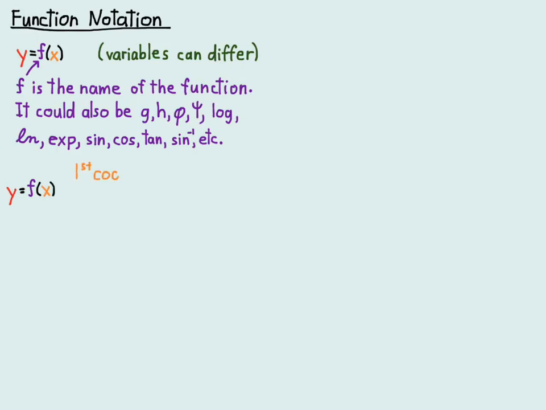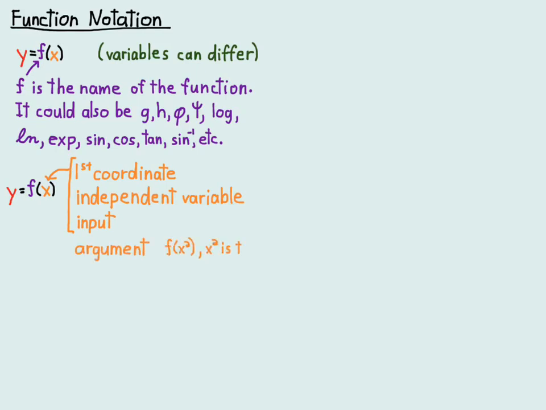So let's look at what the separate parts are. This x in here is called the first coordinate of your function. The variable x is called the independent variable. And if you plug in a value for x, that's usually called the input. It can also be called the argument.